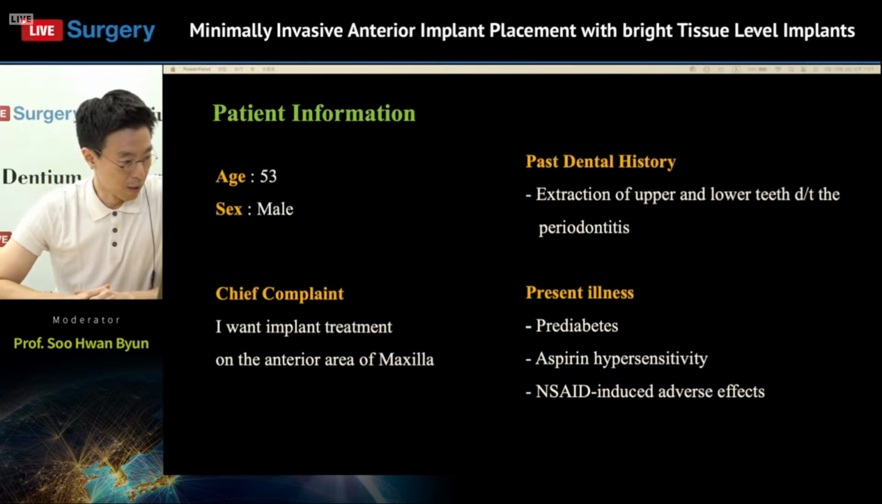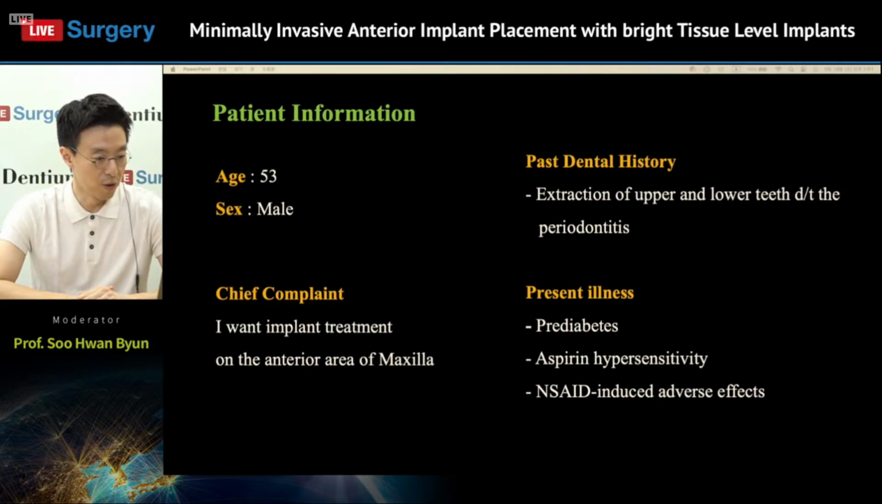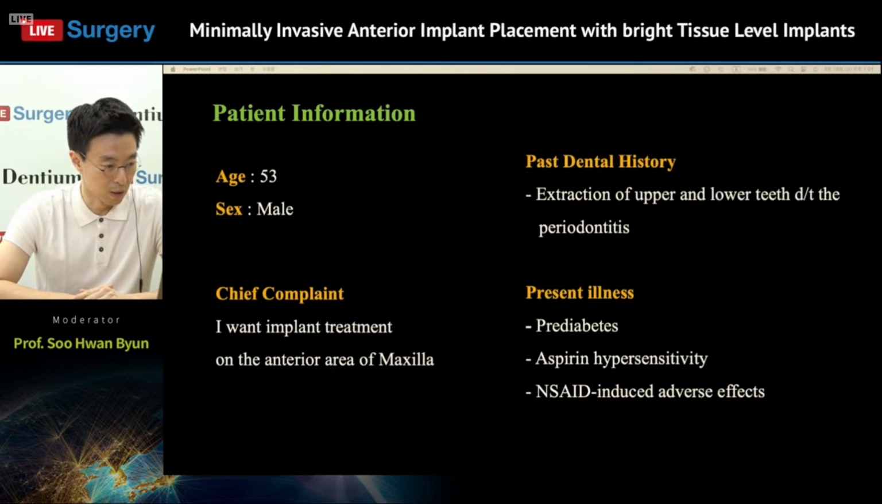Let's start with the patient information. The patient is a 53-year-old male. His past dental history includes the extraction of his upper and lower teeth due to periodontitis. His chief complaint was that he wants implant treatment for his upper anterior area. He has a pre-diabetes condition and a history of NSAID hypersensitivity.